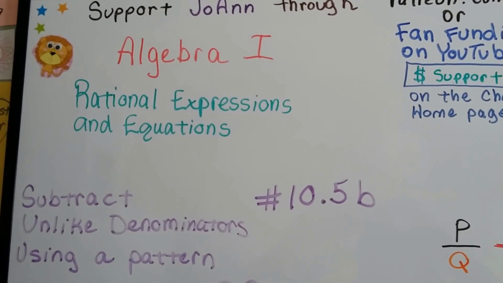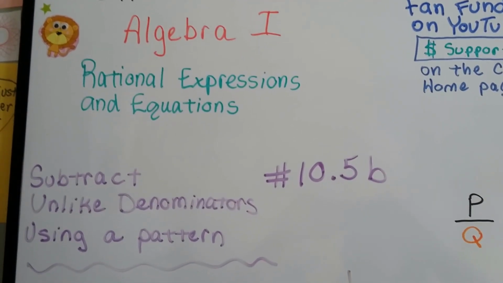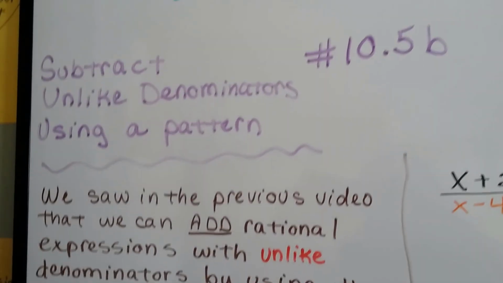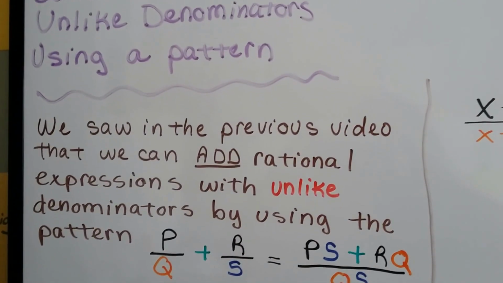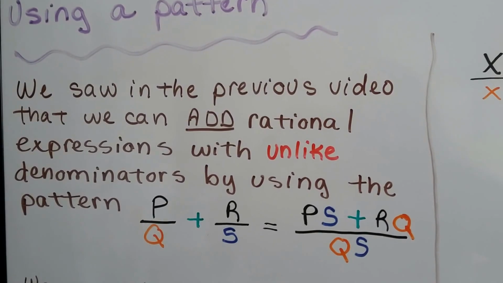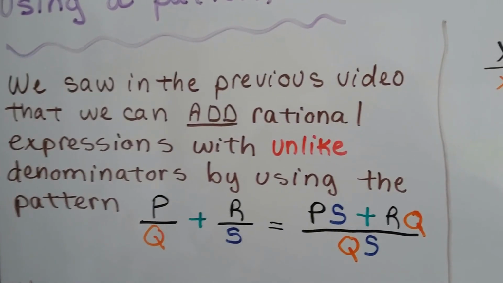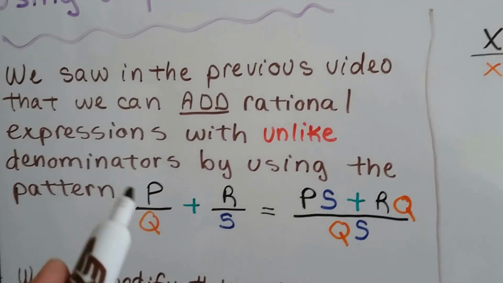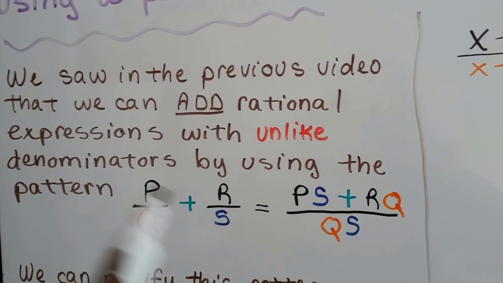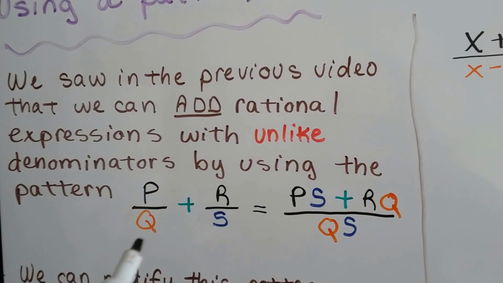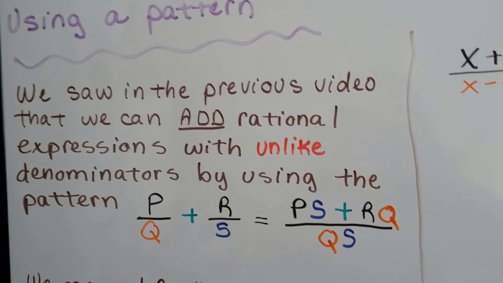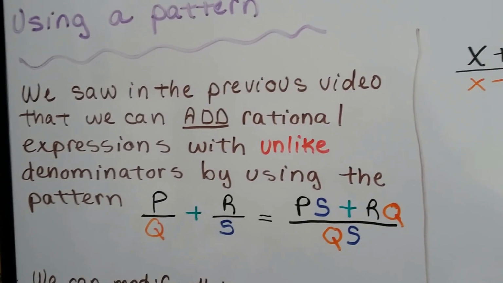Algebra I, 10.5b, subtract unlike denominators using a pattern for rational expressions. We saw in the previous video that we can add rational expressions with unlike denominators by using this pattern. We used p over q plus r over s as our rational expressions, and we just need to multiply p and s together and add it to r and q multiplied together and put it over qs. See? That's how we were adding unlike denominators.